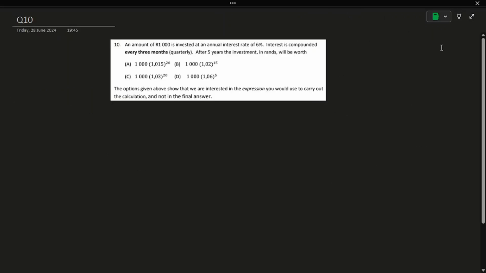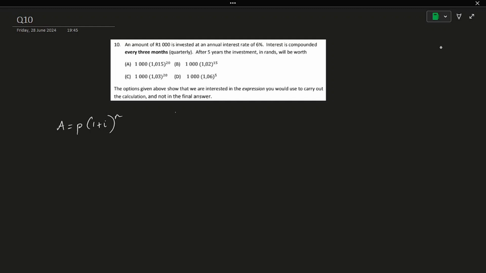Right, question 10. An amount of 1,000 Rand is invested at an annual interest rate of 6%. Interest is compounded every 3 months, quarterly, and we should remember that there are 4 quarters in a year, right? So that is 12 divided by 3, we get 4. After 5 years, the investment in rands will be worth, right? Let's start by writing the formula down. We know that A equals P times (1 plus i) all to the power of n.